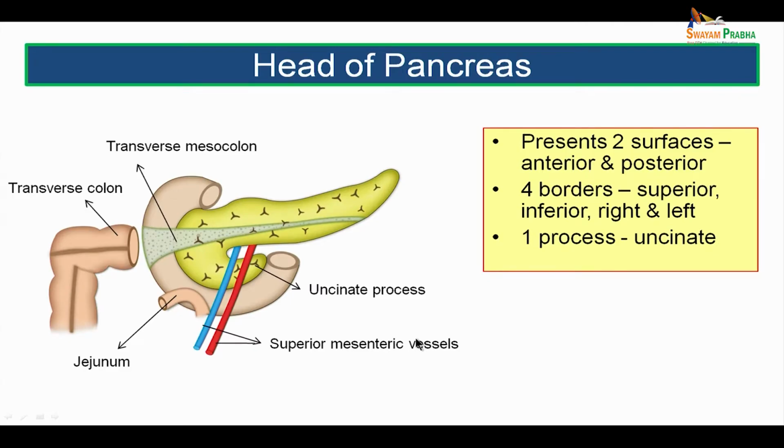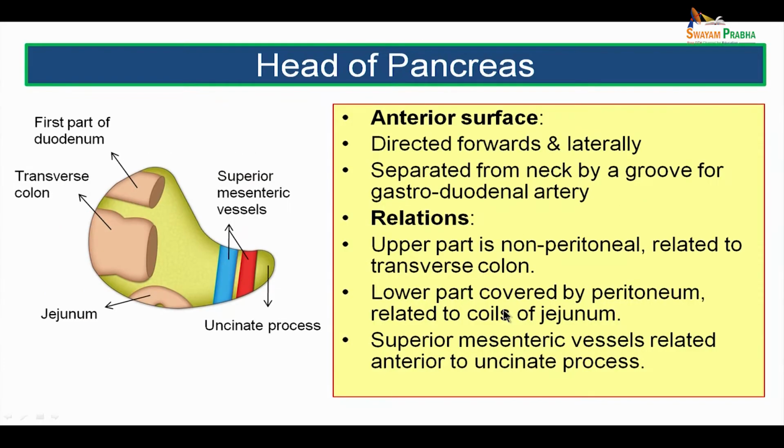The head shows presence of two surfaces, anterior surface and posterior surface, and four borders, that is the superior border, the inferior border, the right border and the left border. It also shows presence of the hook-like uncinate process which is related to the inferior part of the head. Let us see the relations of these surfaces.